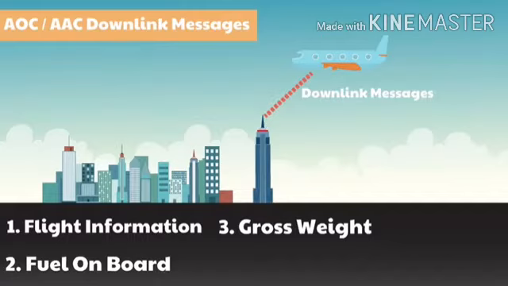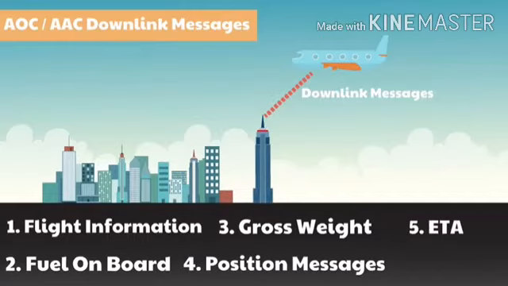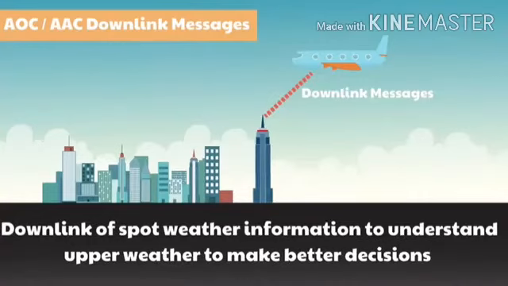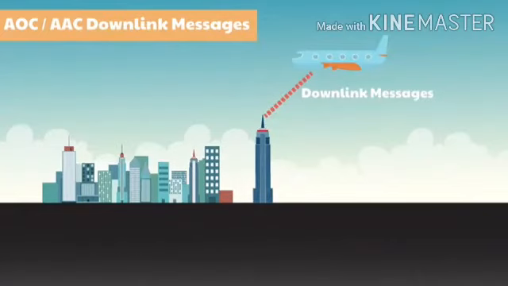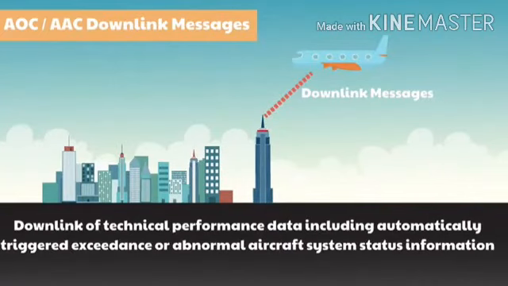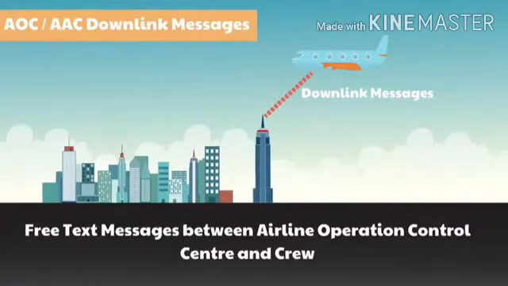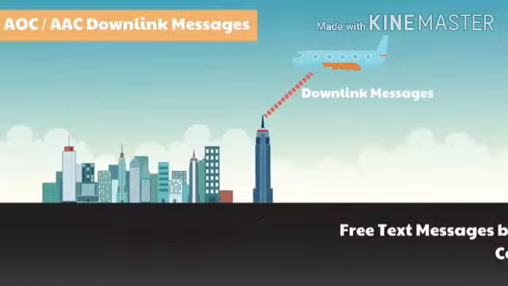Downlink message includes position messages, estimated time of arrival messages and any diversion details from aircraft, which helps in flight tracking. Downlink of spot weather observations from aircraft sensors, which helps in the understanding of upper weather to make better decisions. Downlink of technical performance data, including automatically triggered exceedance, or abnormal aircraft system status information. Free text messages between Airline Operation Control Center and crew in the aircraft are also possible using ACARS.